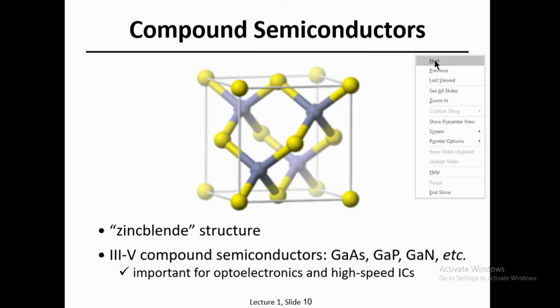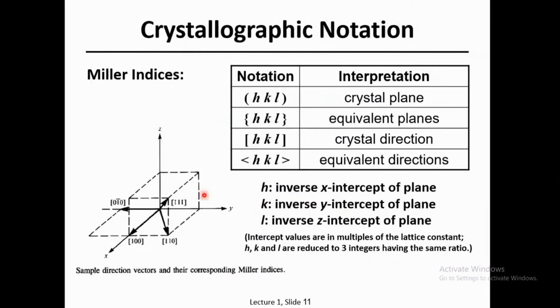Okay, this is the crystallographic notation, we use the Miller indices. What we mean by Miller indices is like 100, 010, 111, 110, and I will explain to you what we mean by these indices.